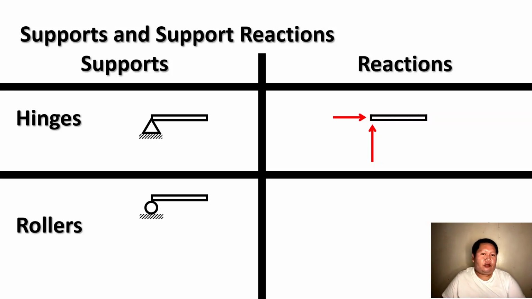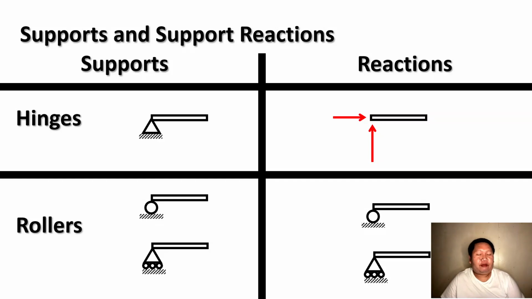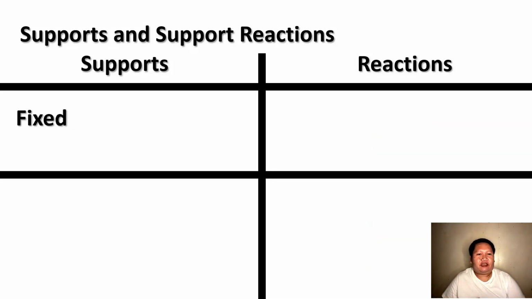Next is a roller. Whenever a roller is given, then the equivalent reaction would be perpendicular with the line of action. The line of action is horizontal, therefore the equivalent translation of the force would be perpendicular, and perpendicular of horizontal is vertical. Let us proceed to the next one, fixed. Again, I want you to get familiar with the different supports, because we will be translating the supports into equivalent reactions.